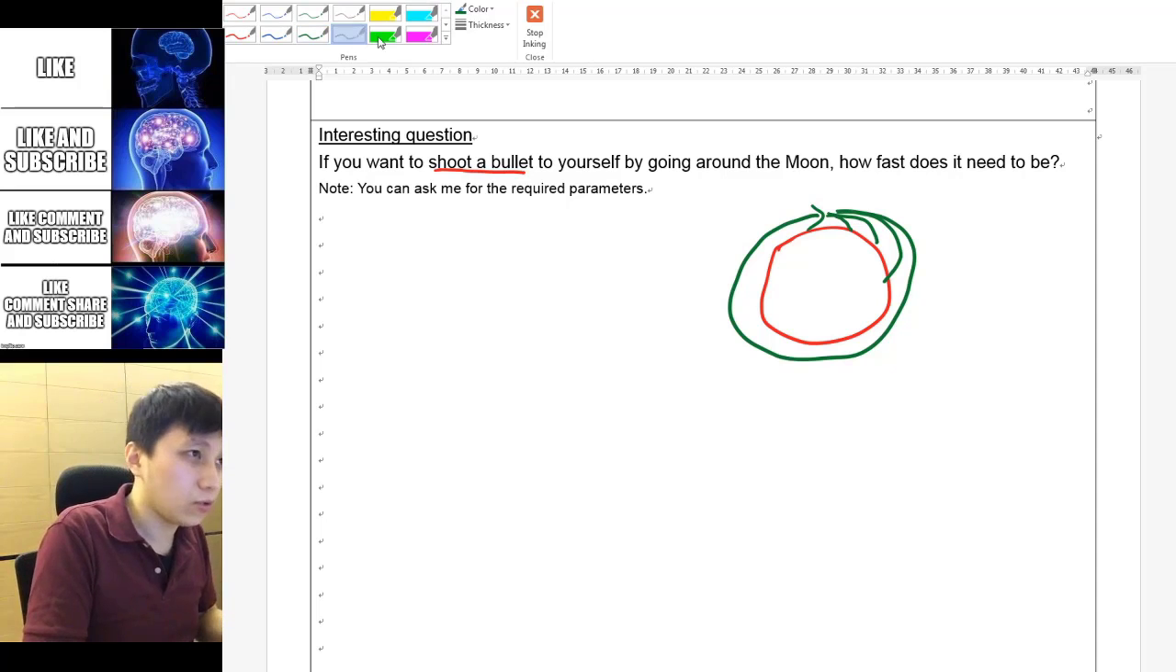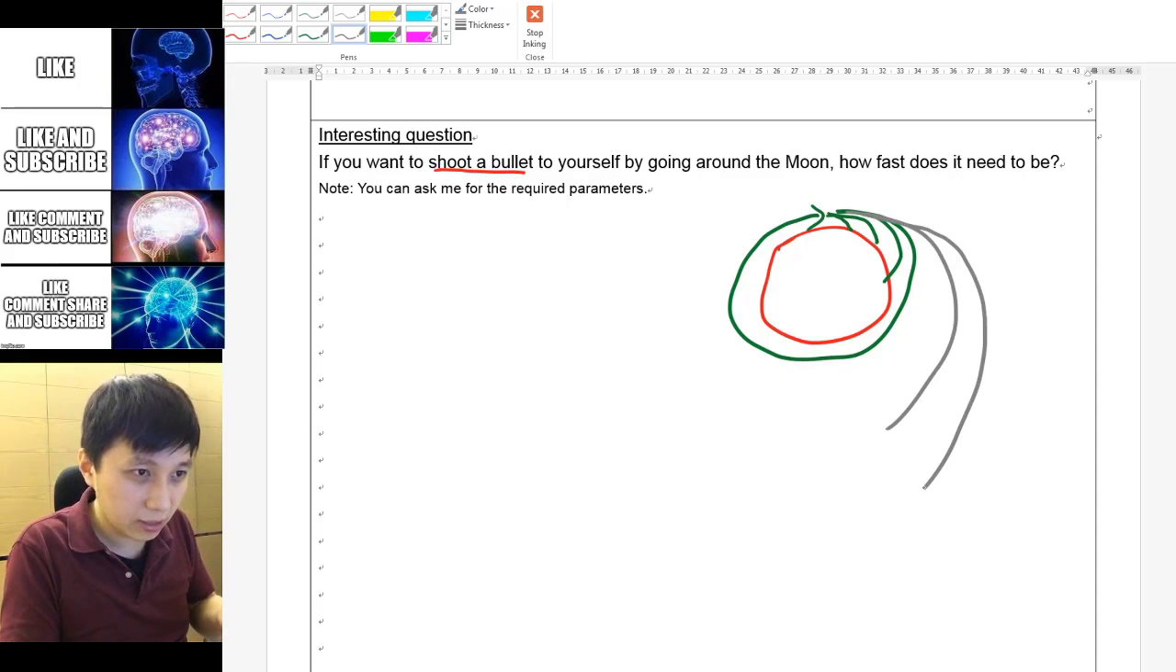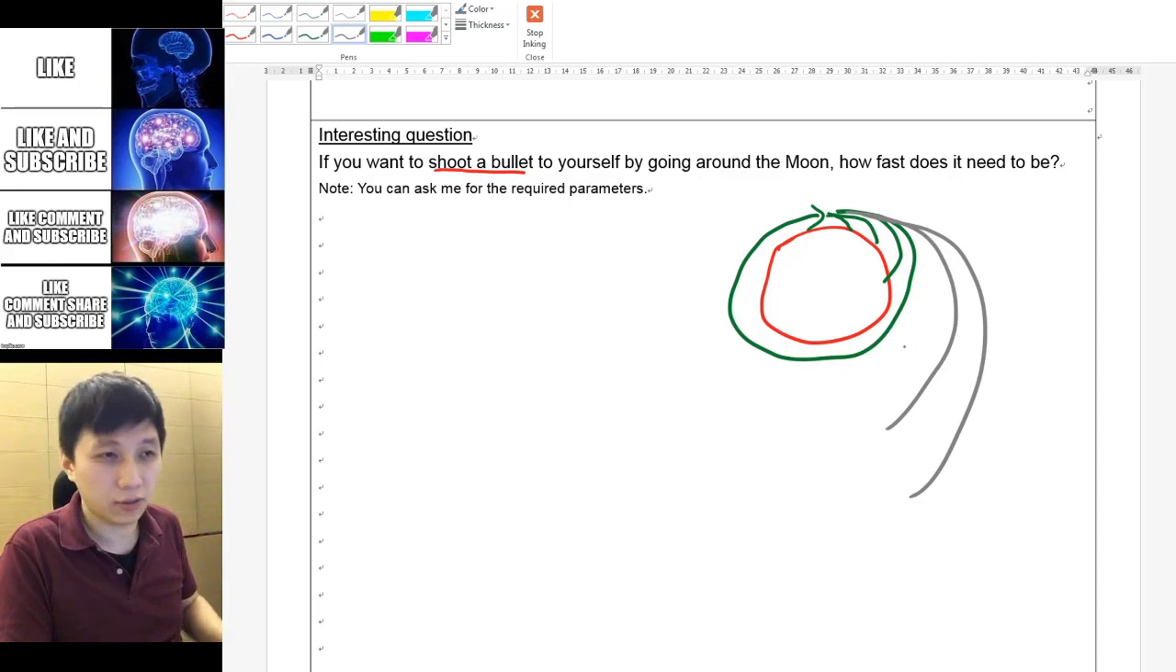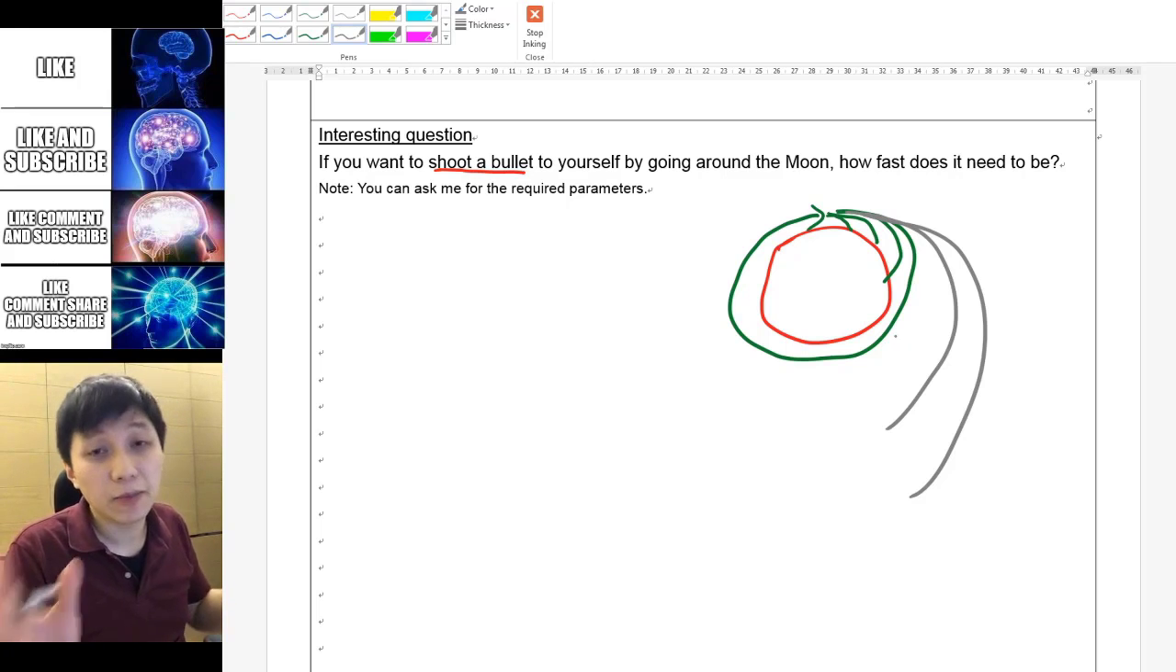But of course, you can't go too fast, because if you go too fast, then it's going to be something like this, which can never return. So it has to be the exact speed that you are shooting. So how fast does it need to be? Go and set up the equation yourself, find the parameters that you need, pause the video now.